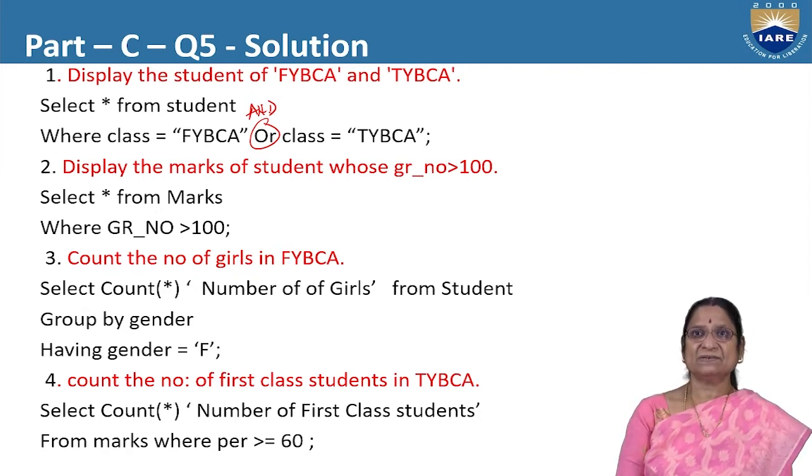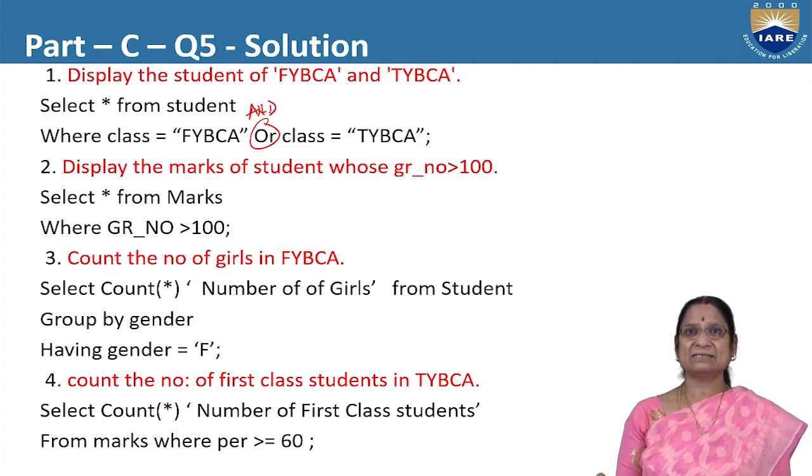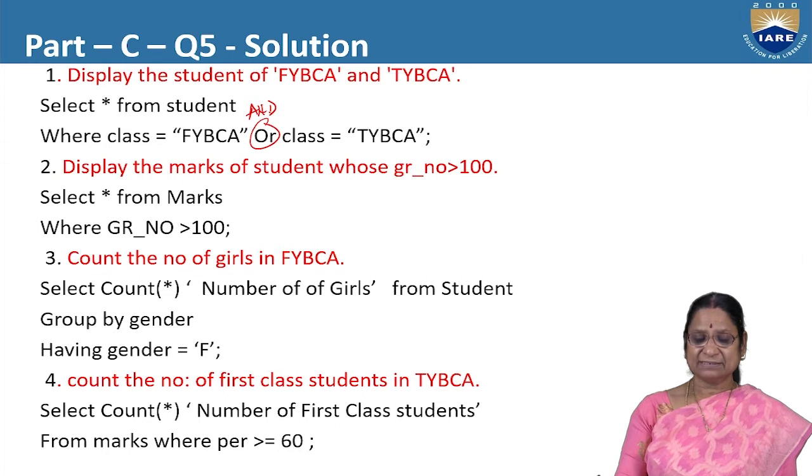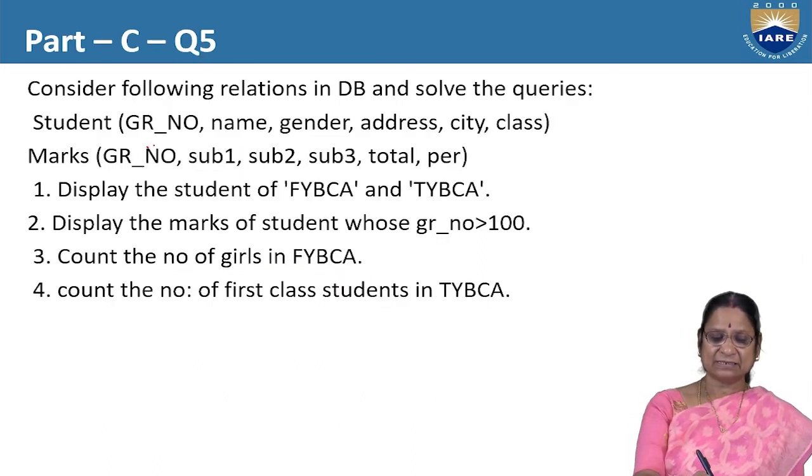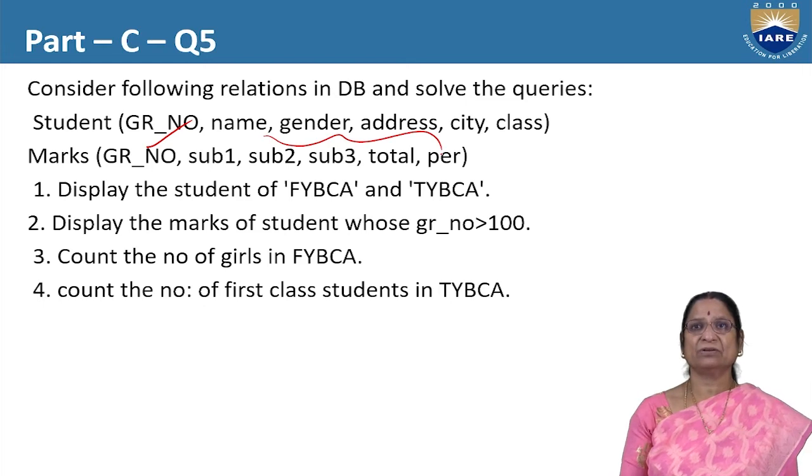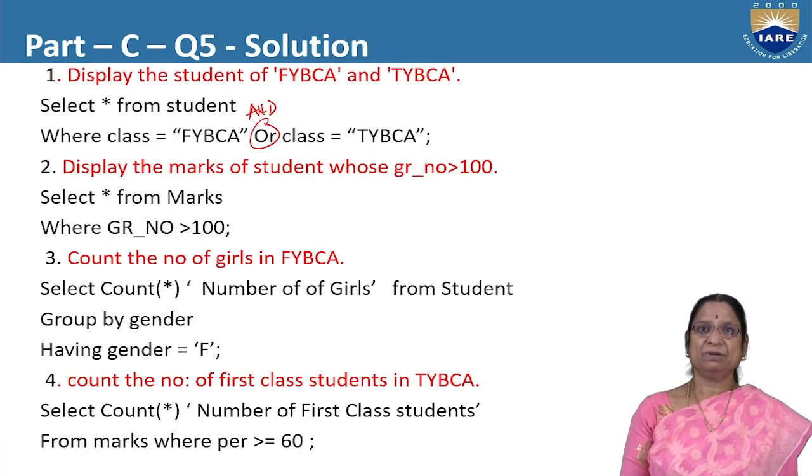Second, display the marks of students whose grade number is greater than 100. Marks of the student will be taken from the marks relation directly, because grade number is also available in marks, and marks details are also available. So that's why the query can be based on grade number. So select star from marks where grade number is greater than 100.